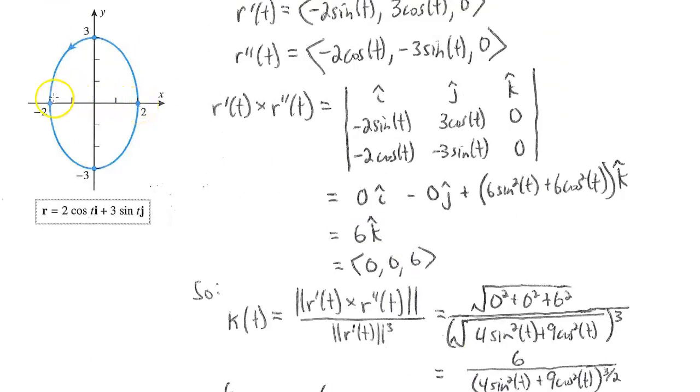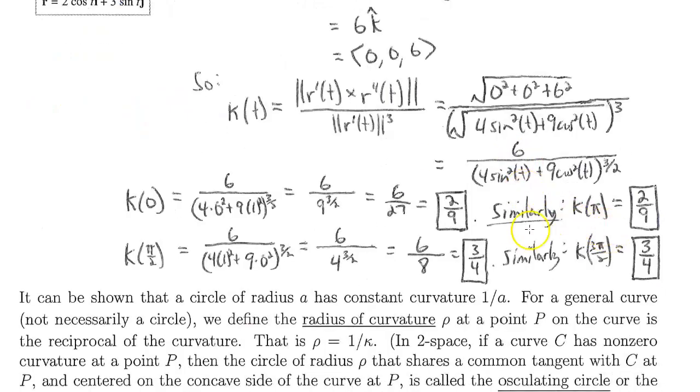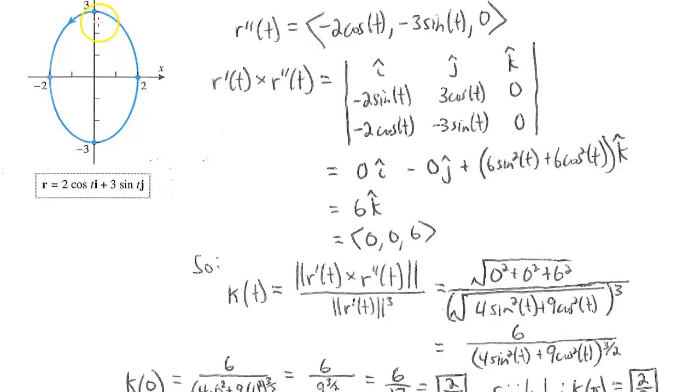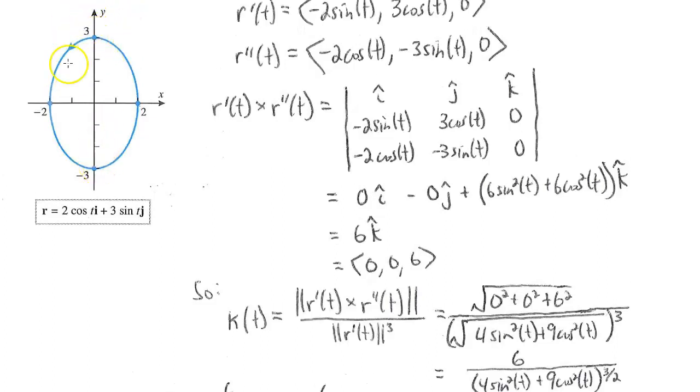Now, by the way, the curvature over here is also going to be 2/9. You can kind of see that by symmetry. So similarly, kappa of pi is going to be 2/9. And you could actually figure that out directly, just by plugging in pi here. You're going to get the same thing, and it makes sense that you'd have the same curvature here as you do here. Now, it looks like it's bending a little more quickly right here, though. So I'd expect the curvature to be more right here than it is here. It's bending more rapidly, or more sharply, right there.